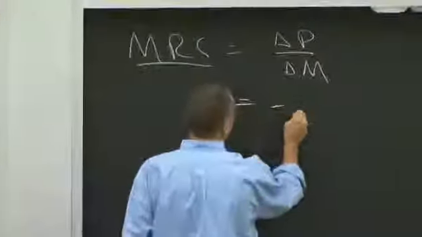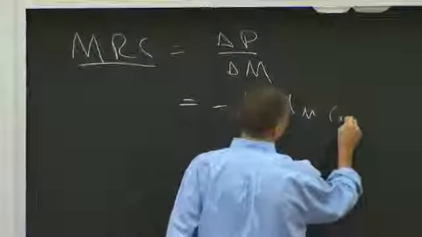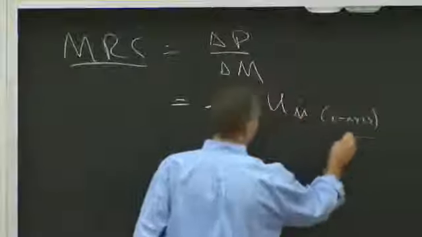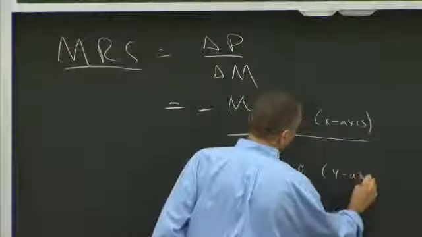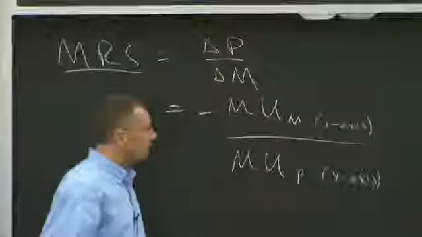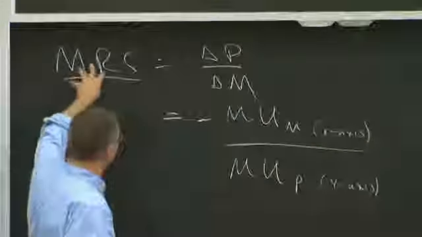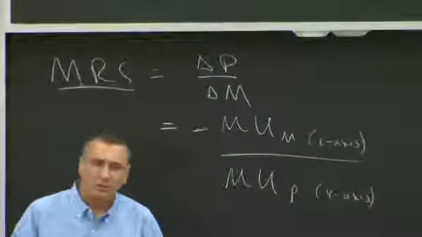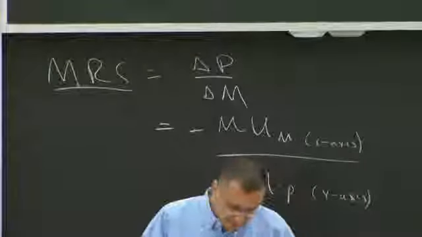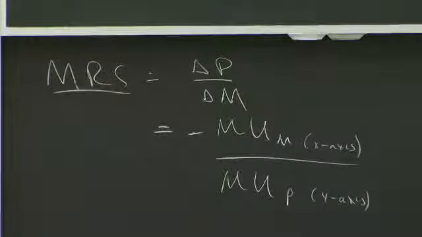So that allows us to write mathematically the definition of the marginal rate of substitution: it's the negative of the marginal utility of movies, or more generally what's on the x-axis, over the marginal utility of pizza, or more generally what's on the y-axis. The marginal rate of substitution, the first key formula you need to know for this course, is equal to the ratio of marginal utilities. Now, this is tricky.